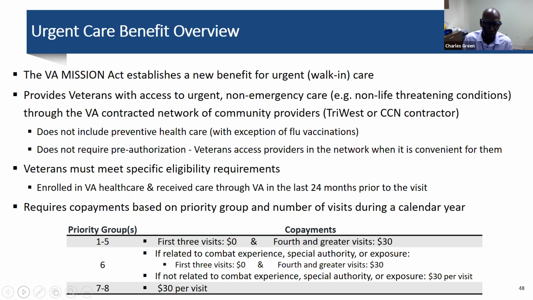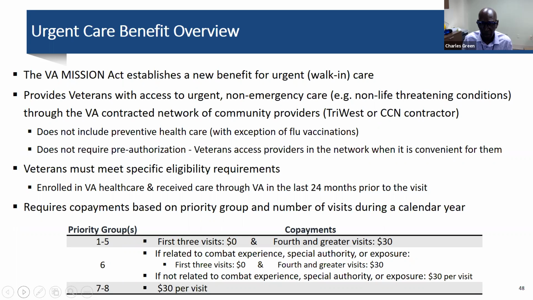Urgent care is really, really good. One thing about urgent care is that, first of all, you have to have been seen in the VA during the previous 24 months. Urgent care is for what it is, urgent care, not emergency care. So if the VA facility is closed and say you have a cold or a sprained ankle or something like that, you can go out in urgent care.